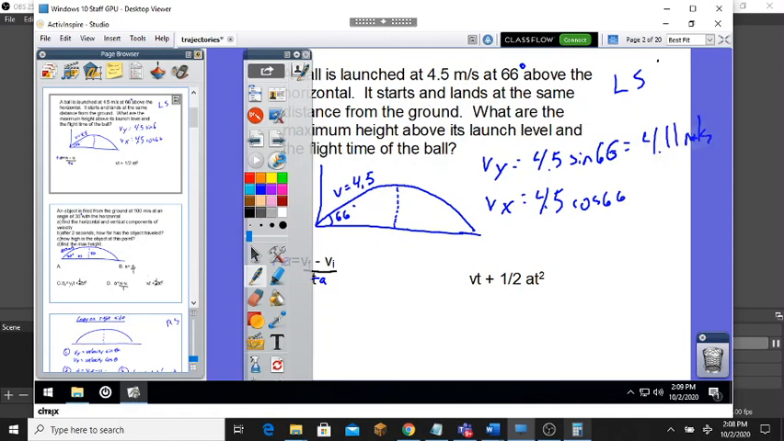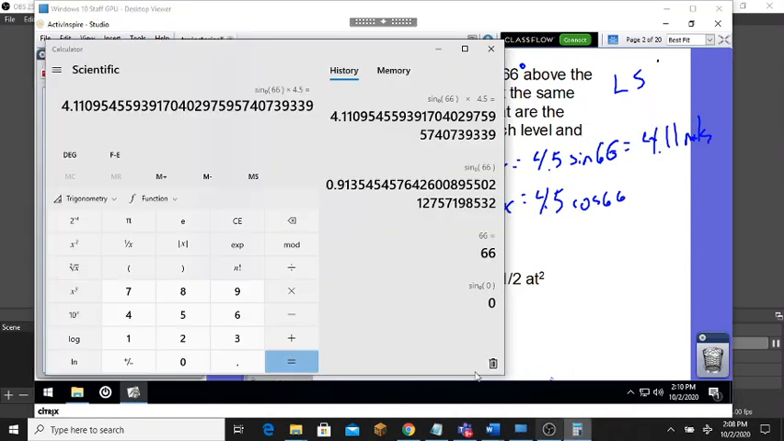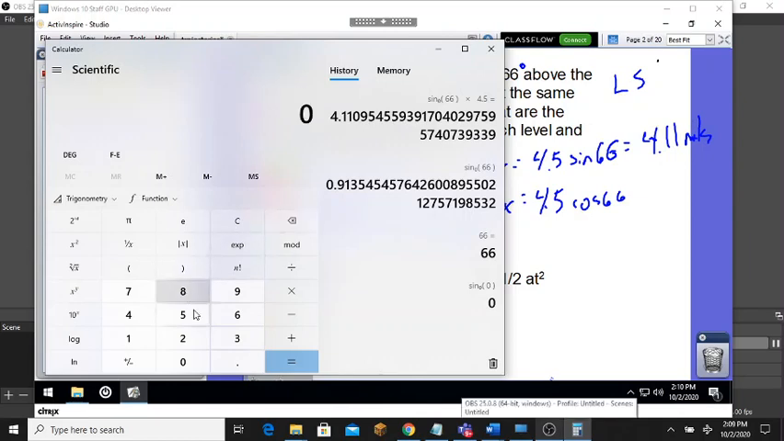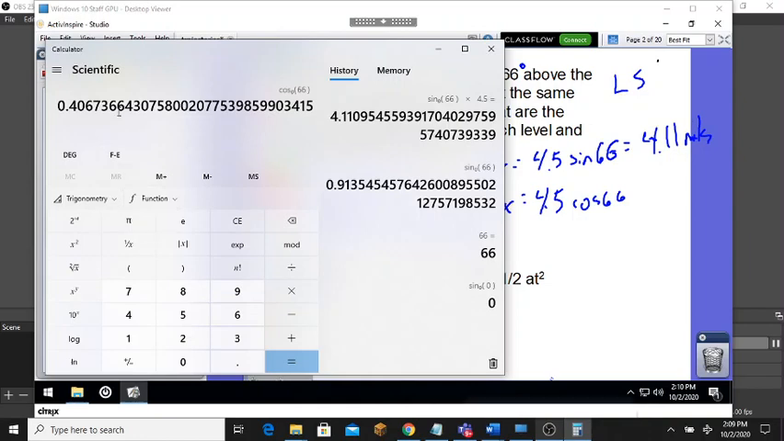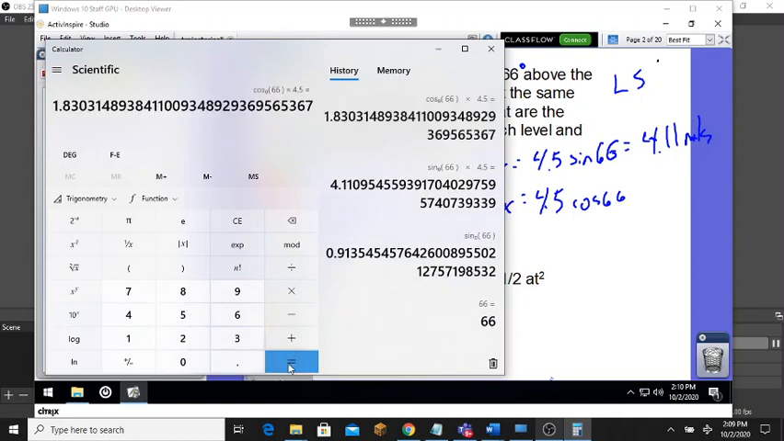And this is a velocity. Okay, I'll explain this number right now. So let me just do the other part. 66 cosine. Let's clear that out. 66, come up here, press cosine. It gives me a number, and then I'm going to multiply it by 4.5. And that gives me 1.8.